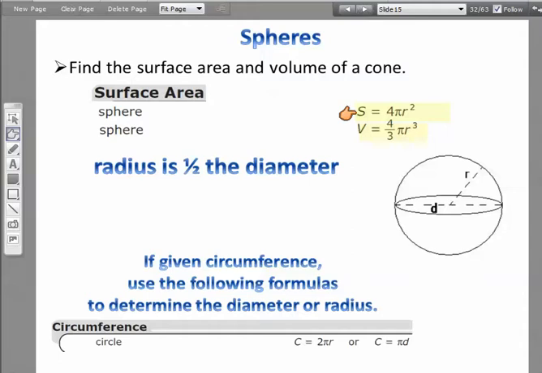Here's your surface area formula. You're just going to take the surface area of a circle, multiply it by 4. Here, your volume is 4/3 pi r cubed. Remember, radius is half your diameter. And again, if they give you the circumference, you can use these formulas to find your diameter or radius.